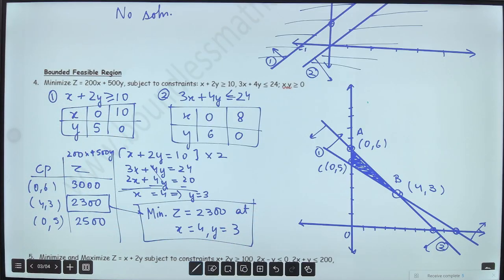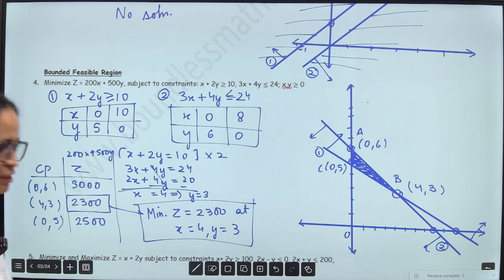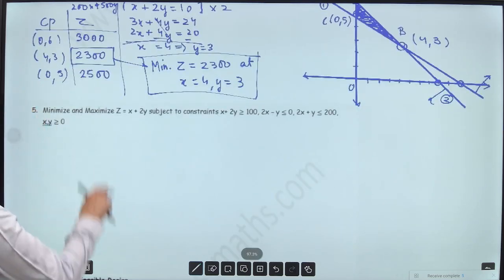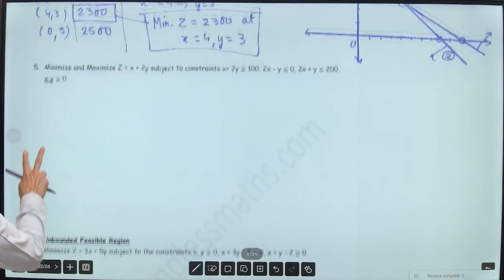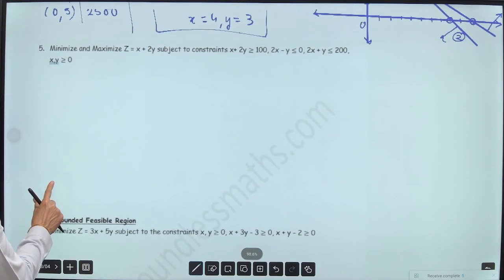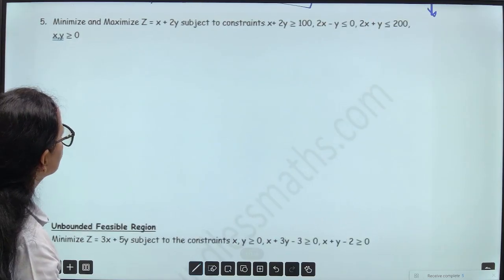So it is very easy when you have a bounded region and there are some corner points and you get the minimum or maximum value at one of these points. Now let's look at another example where you have a bounded region but there is no one fixed solution. Let's see. The question says minimize and maximize z equals 2 plus x plus 2y subject to some constraints.